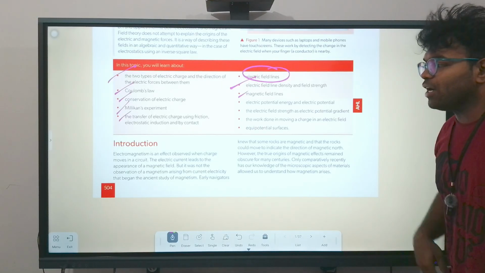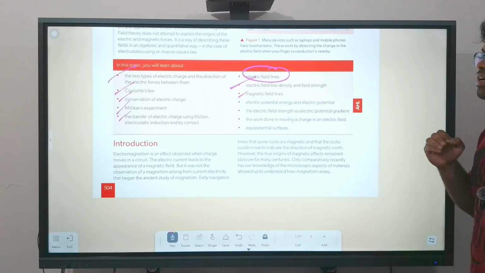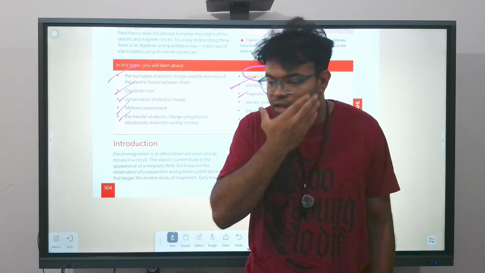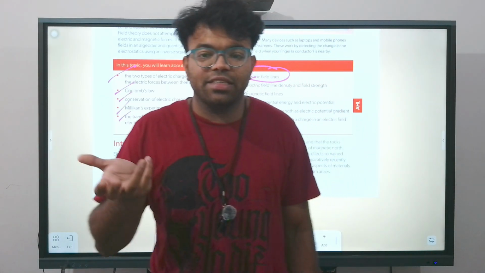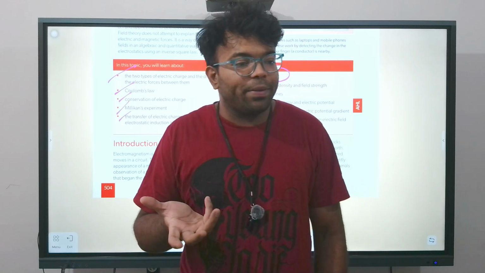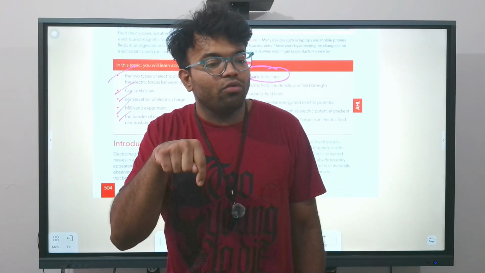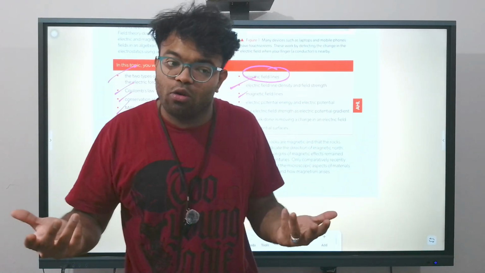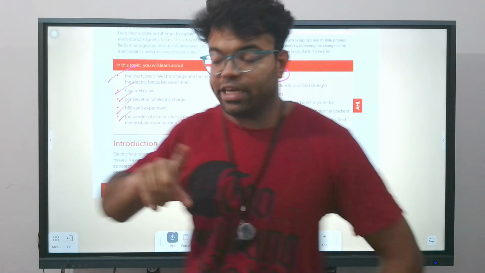Introduction. Electromagnetism is an effect observed when charge moves in a circuit. And how does the charge move in a circuit? Usually when we apply a certain supply and a certain potential in the circuit, the electrons in that circuit start to move, from a higher negative potential to a lower negative potential. And as we all know, the conventional current moves from the positive terminal to the negative terminal.